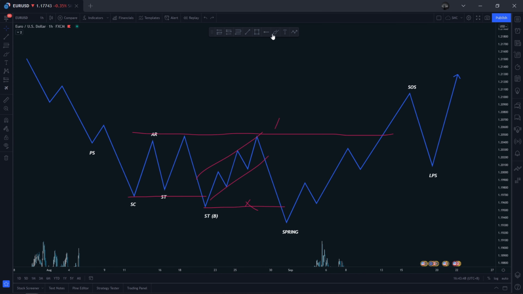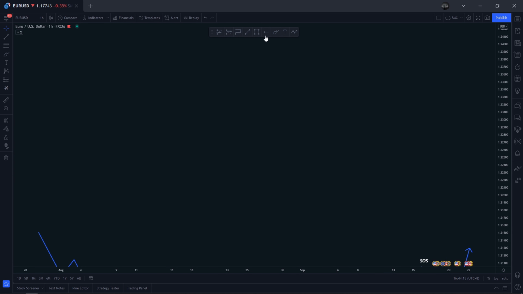Then we enter on the last point of support, where we look for an order block and enter there. Remember that an order block is the last down move before the up move, and vice versa, the last up move before the down move. That's how we see order blocks, right? Now let's do it again.